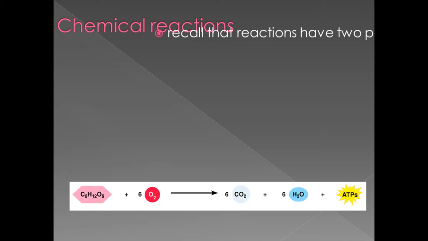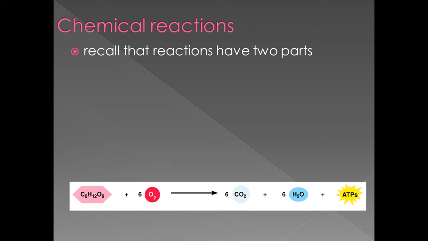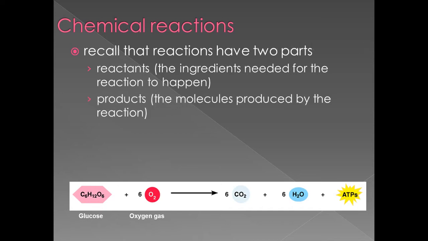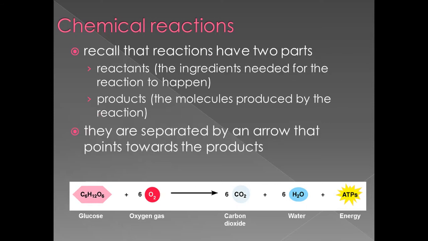The chemical reaction occurs like this. Recall that reactions have two parts. The reactants are the ingredients needed for the reaction to happen. And in this case, for cellular respiration, the reactants are glucose and oxygen. And products. These are the molecules produced by the reaction. For respiration, these molecules are carbon dioxide, water, and energy. The reaction is separated by an arrow that points toward the products.